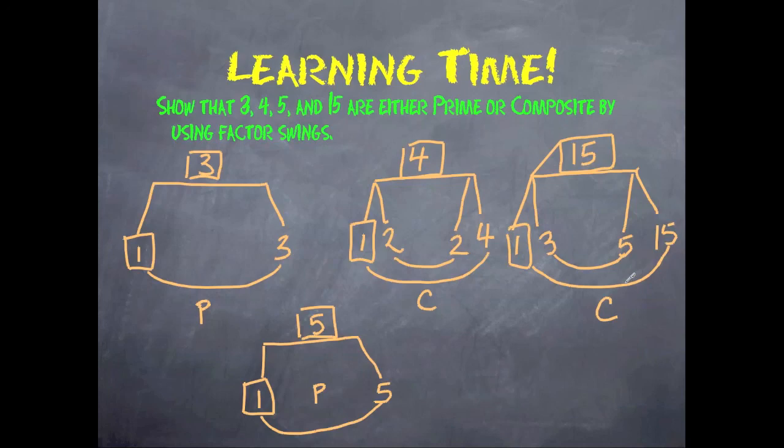So that means that 3 is prime, 4 is composite, 15 is composite, and 5 is prime. Hope that helps.